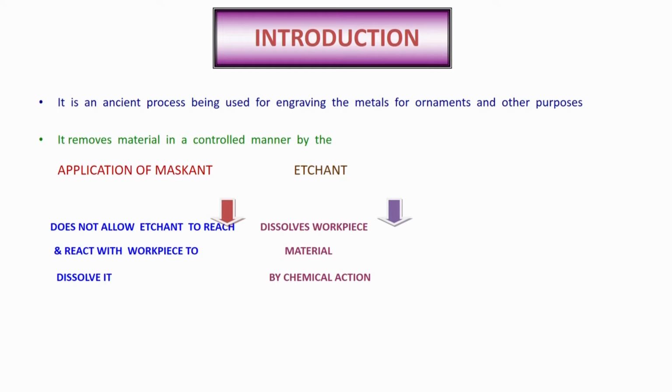So maskant is nothing but a layer of a chemical resistant material which does not allow the etchant or chemical to reach the workpiece surface and dissolve it. So this etchant is used for dissolving this material, or for machining purposes. It dissolves the workpiece material by chemical reaction.